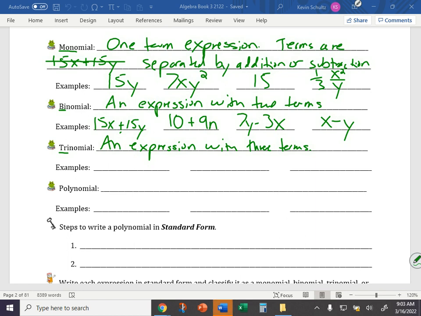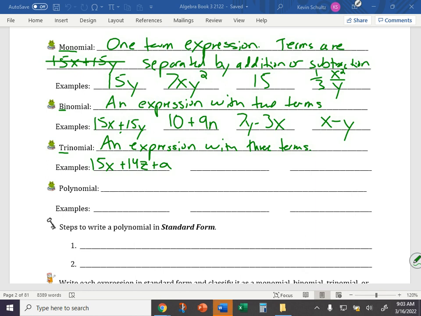An expression with three terms. Examples. I gave you a little more space to write these out because they are obviously going to be longer, being three terms. Give me an example, Jack. 15x plus 14z plus 1a. Sure. 15x plus 14z plus a would be a trinomial. None of those terms can be combined.